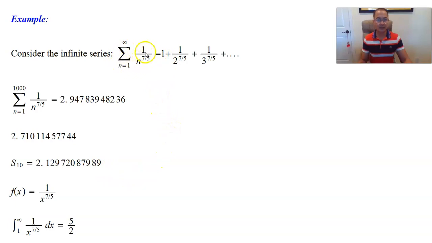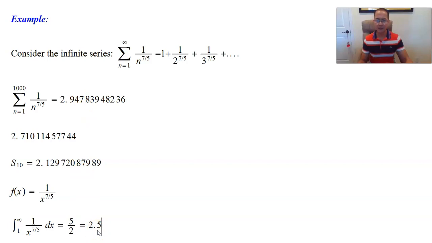We had the summation of 1 over n to the 7/5. We know that the improper integral from 1 to infinity converges to 5/2. So the infinite series also converges. I want to point out something. 5/2 is, of course, just 2.5. Okay? And we already saw that if we took the partial sum up to n equals 1,000, we already get 2.94, which is a lot bigger than 2.5.